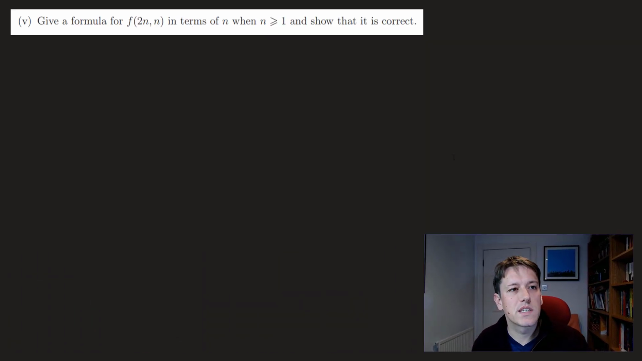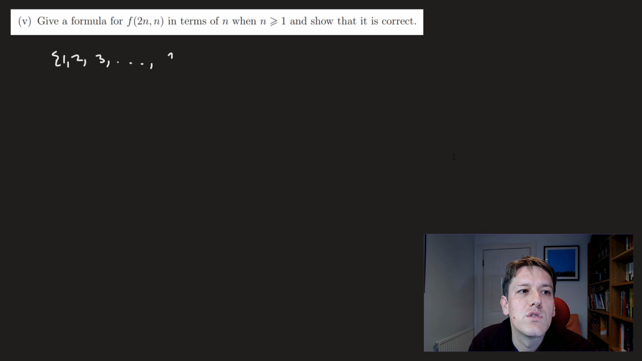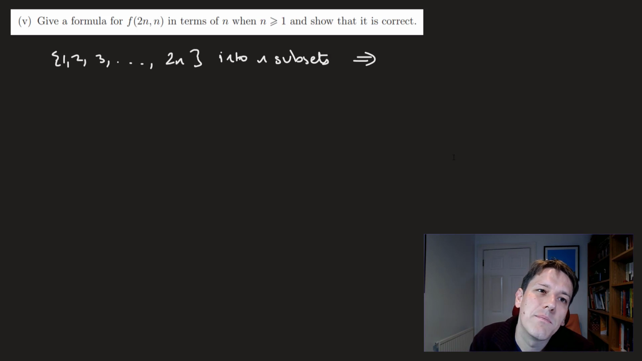And in the final part it says give a formula for f of 2n and n in terms of n when n is greater than or equal to 1 and show that it's correct. So the thing to notice here is that if I'm splitting 1 up to 2n into n subsets, that means necessarily each subset has to have 2 elements, just because of the number of elements there are here.